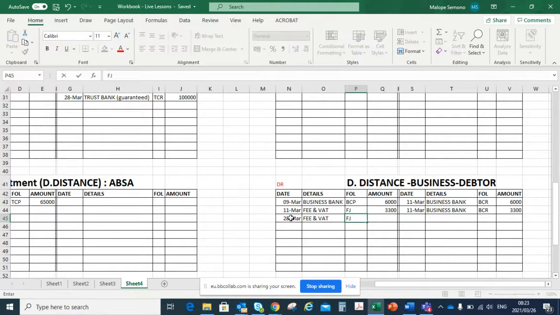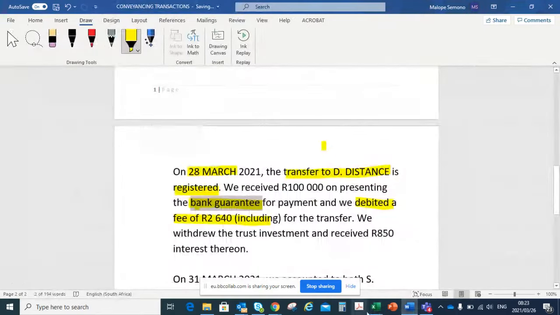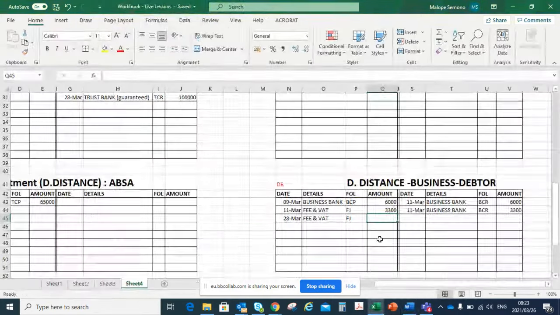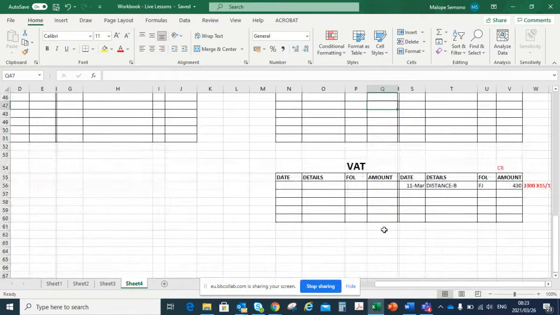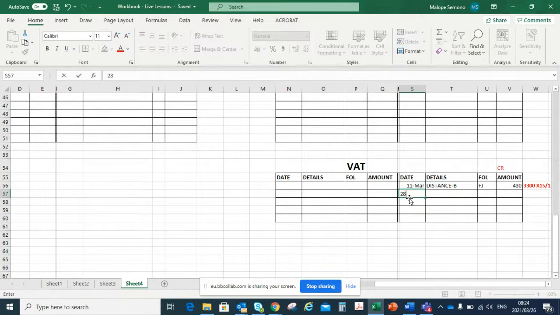Remember, a fee goes to the fee journal. And how much did we charge? Let's see, 2,640. Remember, it must include VAT. So now I must do the same thing. Let's go to VAT first and try to calculate VAT. On the 28th, VAT.